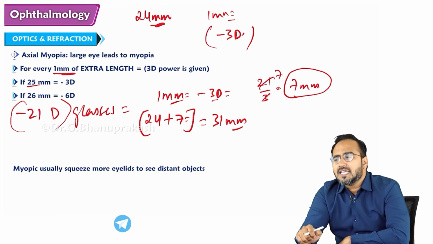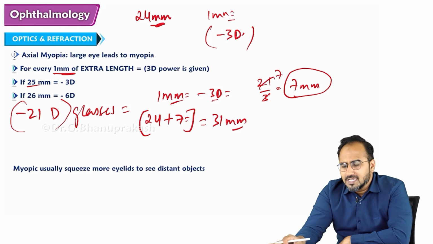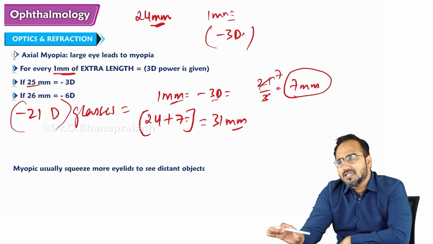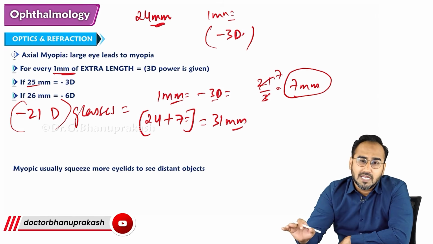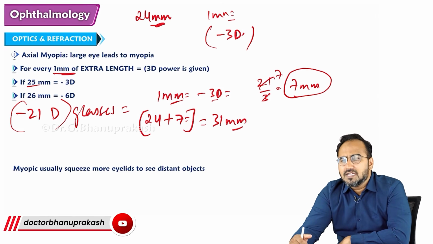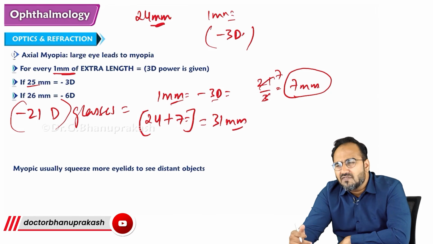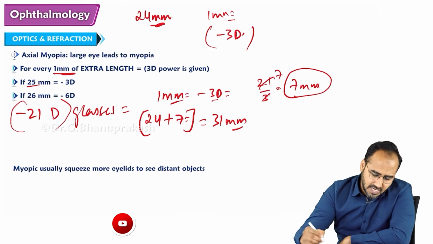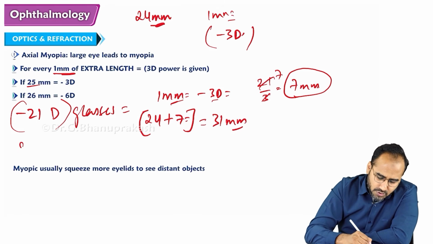The parents will be complaining that in the classroom, the child is not able to see the blackboard properly, and at home, while watching television, he watches with half-shut eyes. Okay? Those are the symptoms of myopia.